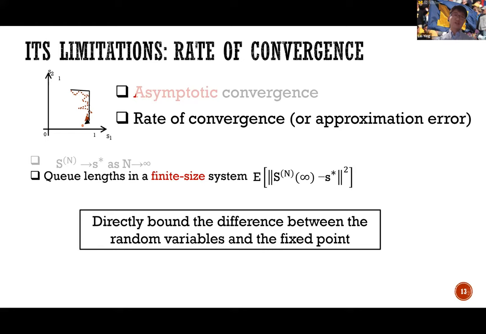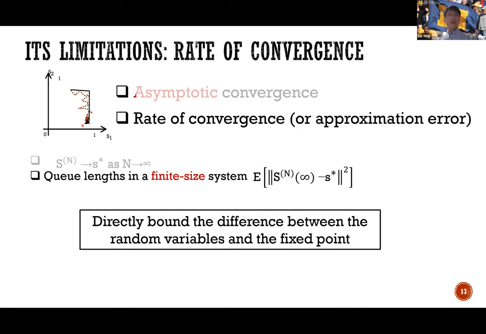system. So if I gave you a system, let's say with size 1000, I want to know in that case what the mean square error of using this S star to approximate the steady state would be. I cannot answer that question, because I only know the limit it will converge to, but I don't know how fast it is converging. This is an important question because if I know, for example, the rate of convergence is 1 over n, then I'm pretty confident using this mean field model to study a system with, let's say, n equal to 100 or 1000. I know the error will be small, okay?